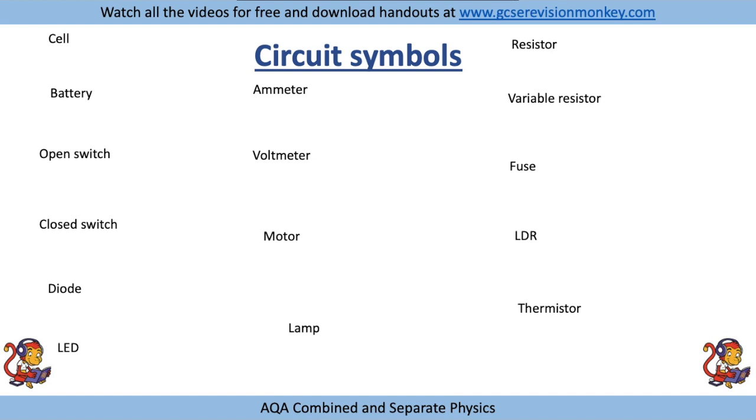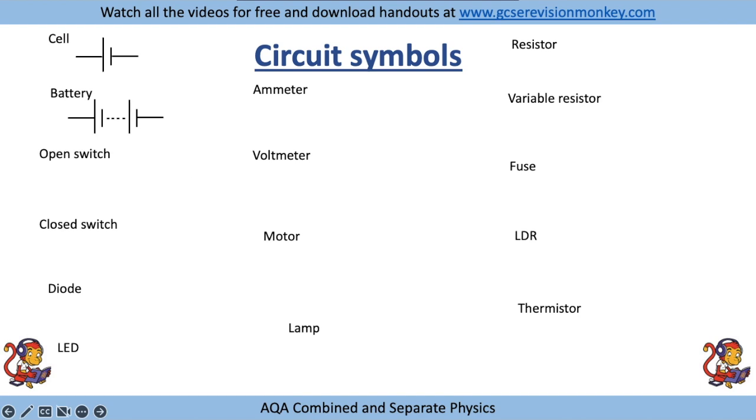Let's have a look at circuit symbols before we move on to the required practicals, because there are a lot of required practicals, the paper one, that involve circuit drawing. So you can pause the video and see if you can remember how to draw each of these components listed on the screen. So first of all, we've got our cell, and the longer line represents the positive and the shorter line the negative. If you have lots of cells together, you make a battery.